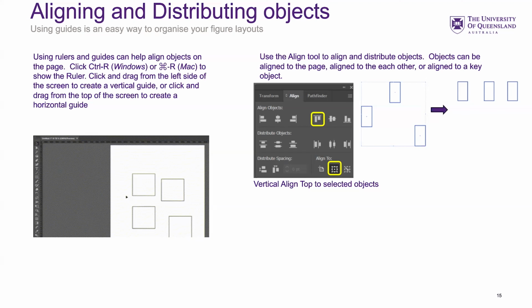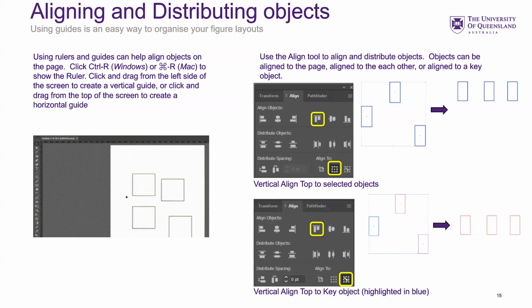So if you select align to key object, I made these different colors just so it's more obvious, and click on the object that you want to use as your key object, that object will become highlighted in blue. Now if we do an align top, instead of aligning to the top of this one, it will align everything to the top of that key element. So this is a great way of making sure you align things to the object that you actually want them to align to.